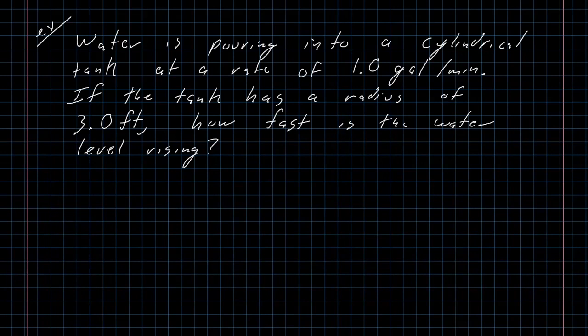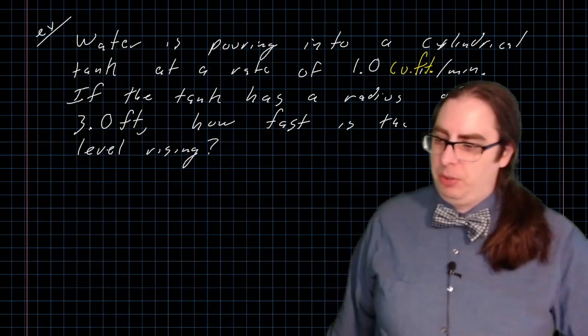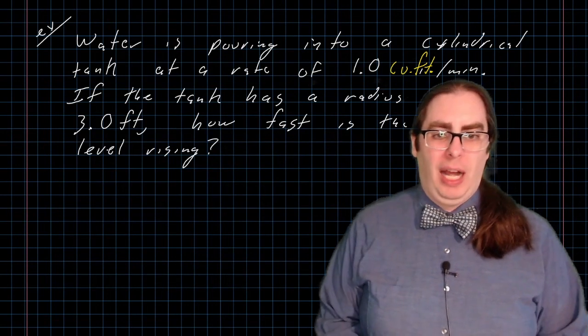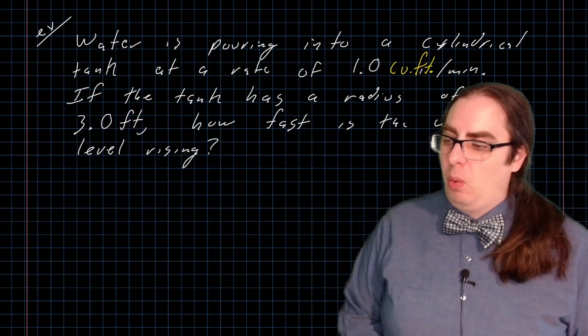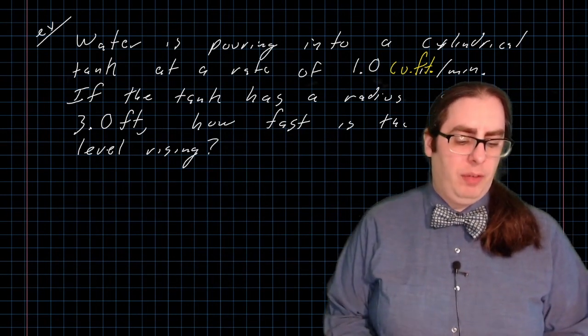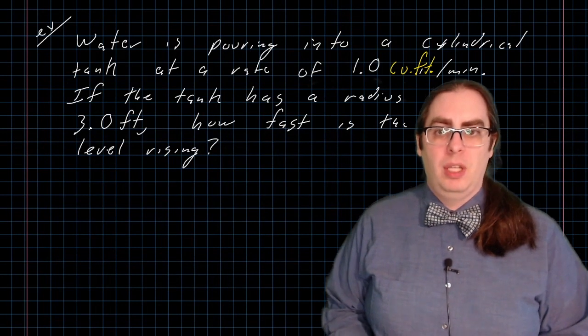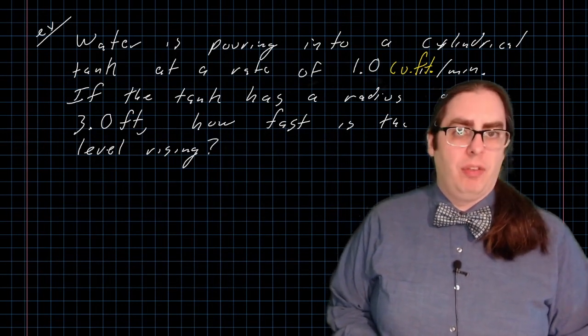And after I wrote this down, I realized that that wasn't actually supposed to have been gallons. My problem in my notes goes through the whole thing pretending that that said 1.0 cubic feet. Right? 1 gallon is not 1 cubic foot. Those are not the same measurement. That was just a mistake in my notes. But yeah, let's go with that. Water is pouring into a cylindrical tank at a rate of 1.0 cubic feet per minute. And we will say the tank has a radius of 3.0 feet.